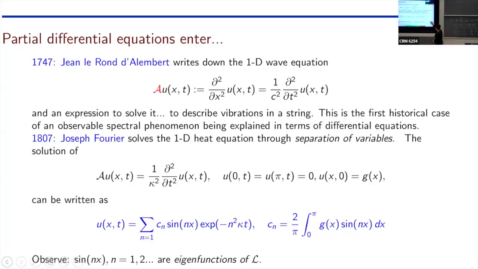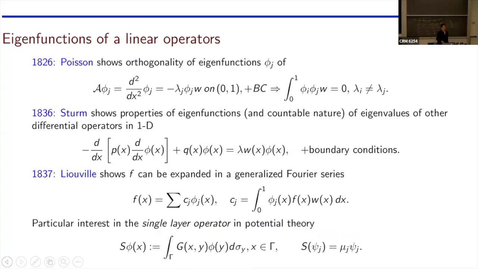Then Fourier solved the heat equation, which is related to the one above, but it's not the same. This should be a time derivative, not two. There's a typo there. And he showed actually that in this case, the solution can be written down in terms of the standing waves associated with the equation above. So the wave equation has standing modes, and you can use combinations of standing modes to understand the heat equation, which is kind of cool.